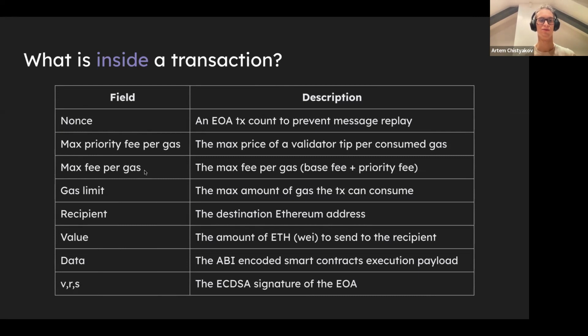Yeah, then there are 2 fields that were added after the London hard fork. The London hard fork was made, I think, a year and a half ago, somewhere in July 2022 or 2021. And it proposed to change the common gas model, used for example in Bitcoin, to a more complex one.